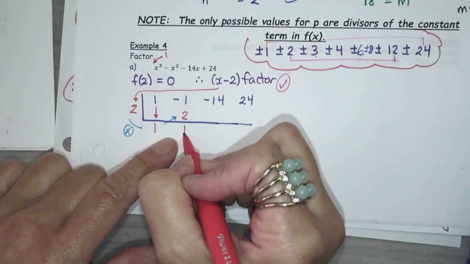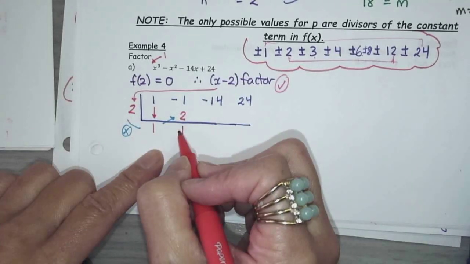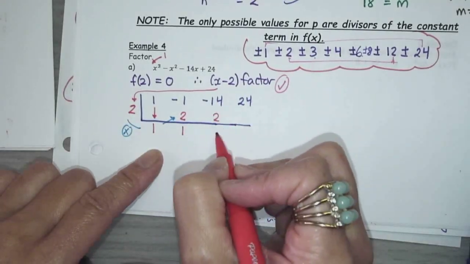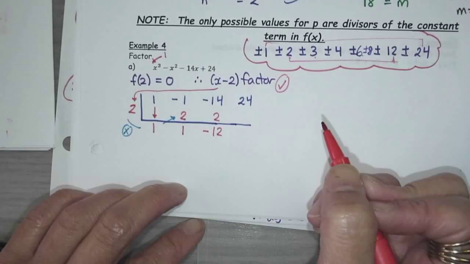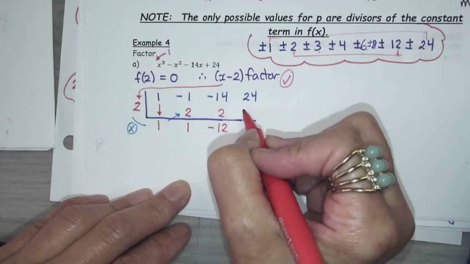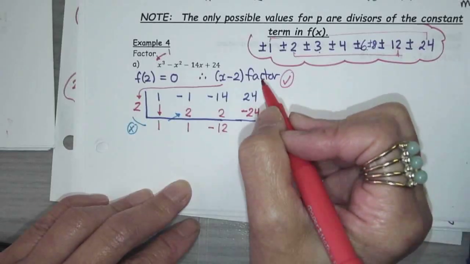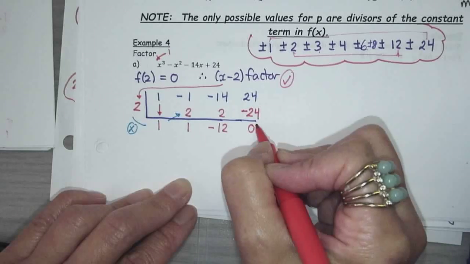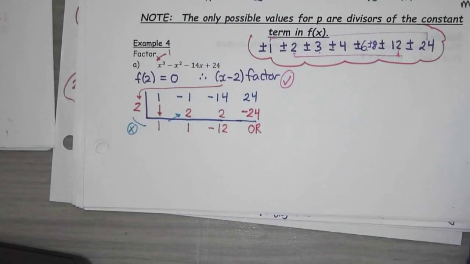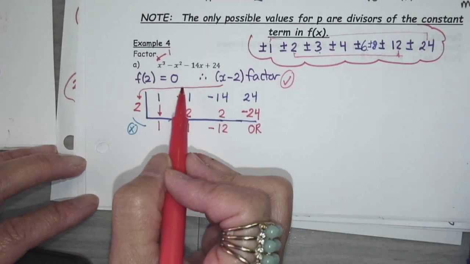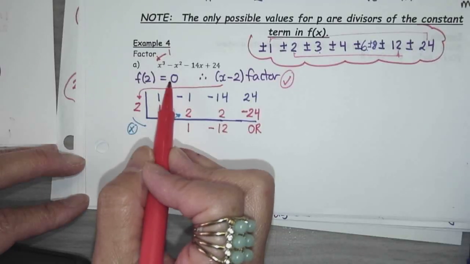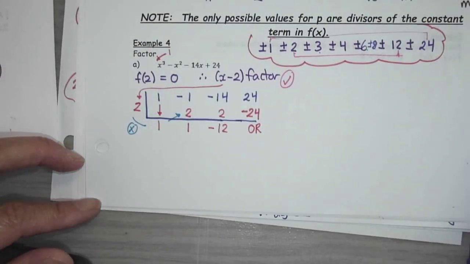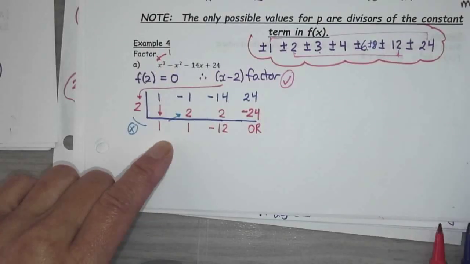So you're adding it, I get 1. 2 times 1 gets me 2. I add it, I get -12. 2 times -12 gets me -24. I add it, I get 0. Is that a shock? No, because it has to be a factor. You should be like, good. If you're like, wow, it's 0, you shouldn't be shocked, because you chose it based on the factor theorem: the y-intercept, it is an x-intercept, so the y equals 0, so it should be 0.